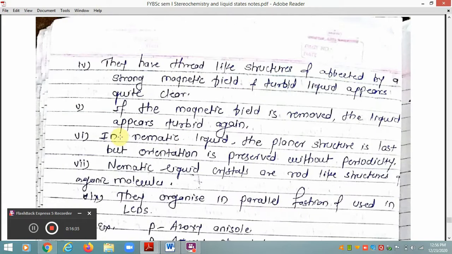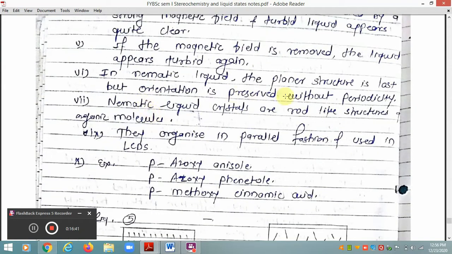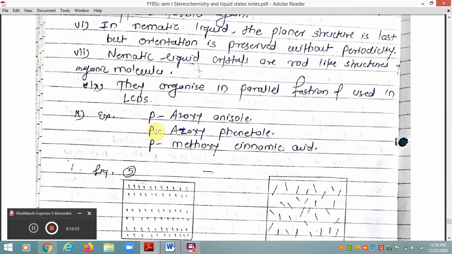If the magnetic field is removed, the liquid appears turbid again, and in the nematic liquid the planar structure is lost but orientation is preserved without periodicity. Nematic liquid crystals are rod-like structures of organic molecules, and they organize in a parallel fashion and are used in LCDs.